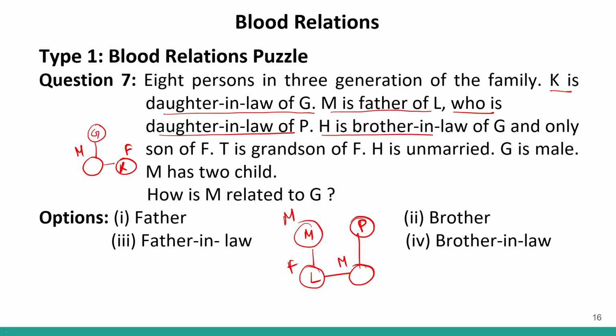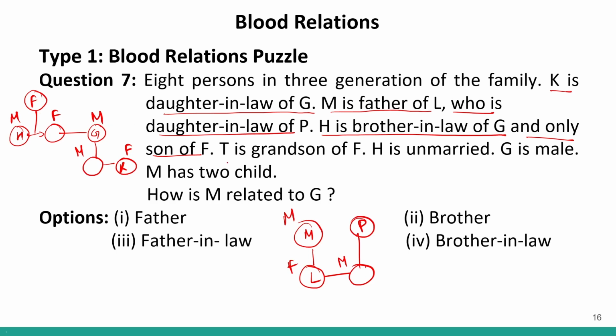P's gender is unknown. Now, H is brother-in-law of G. So G would have a spouse and the sibling of the spouse would be H. Male. H would be the brother-in-law of G. Correct? Now, H is the only son of F. Only son can be interpreted as that there would be female children. It cannot be interpreted as only child. So H is the only son of F, so this person would be female. Correct? That would make G to be male. Correct? G would be male.